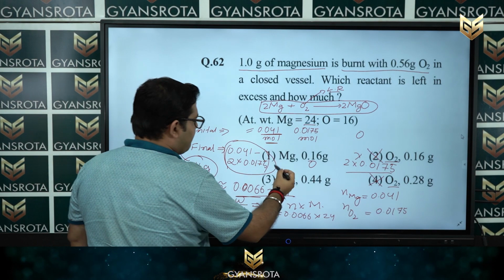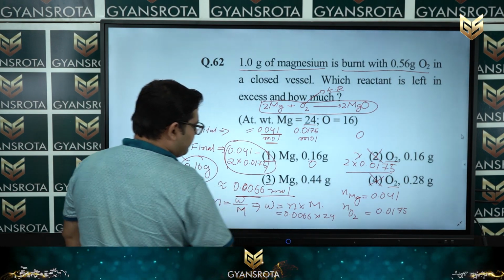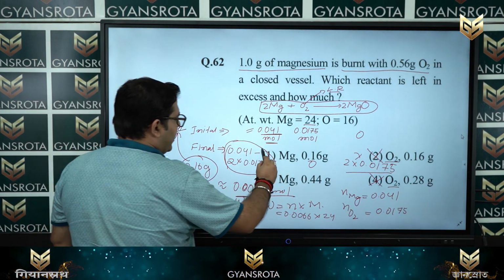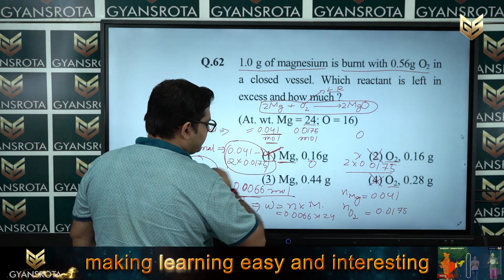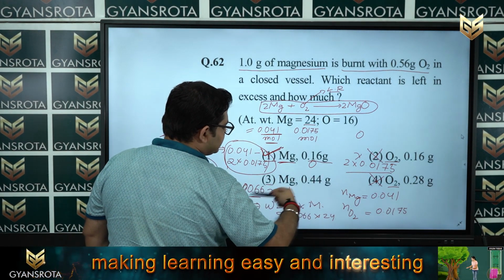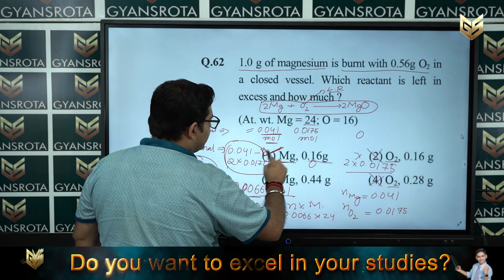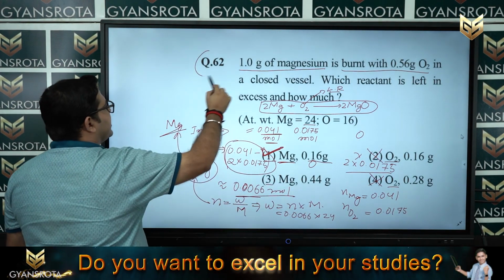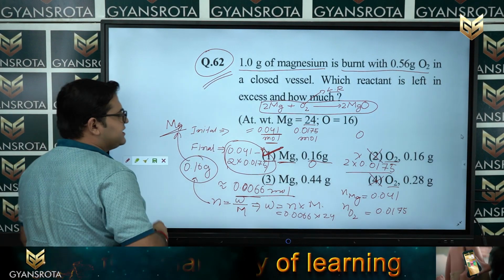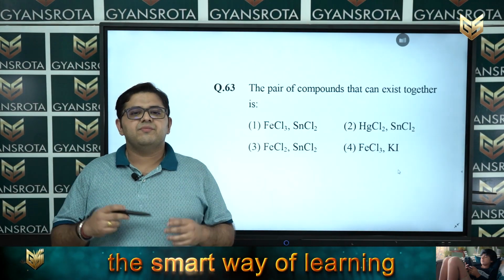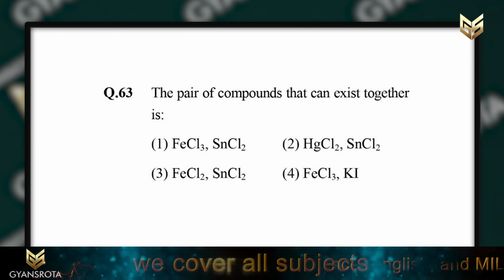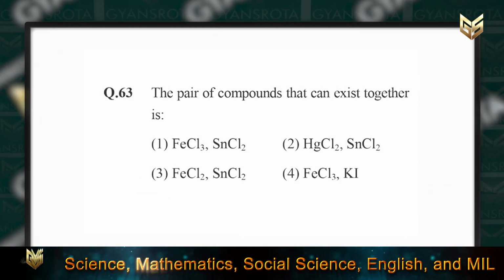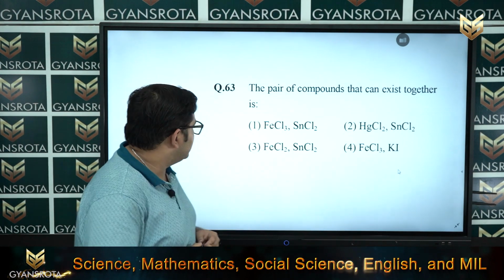So, among these options, option number 1 and option number 3 we have to leave out. We have to get the answer, that is option number 1, magnesium which is present in excess amount, and the amount is 0.16 gram. So, option number 1 is the correct answer of your question number 62. Question number 63 is on your screen. The pair of compounds that can exist together is. So, now we are moving to the solution part.